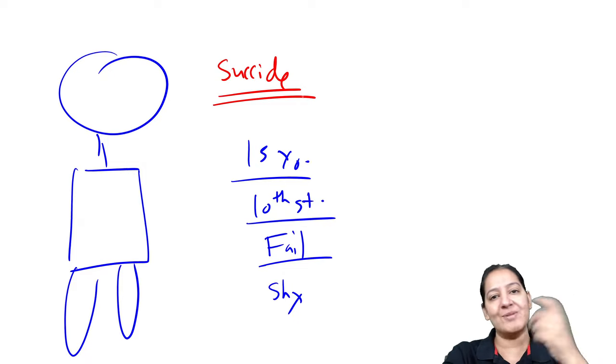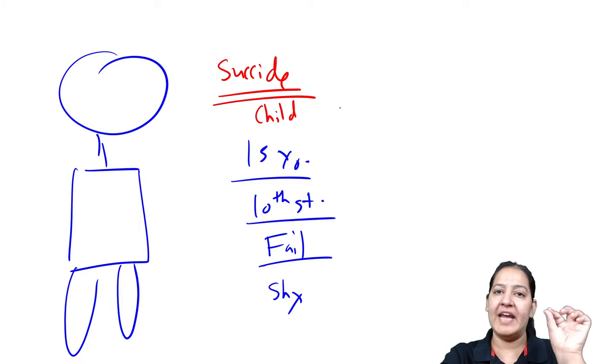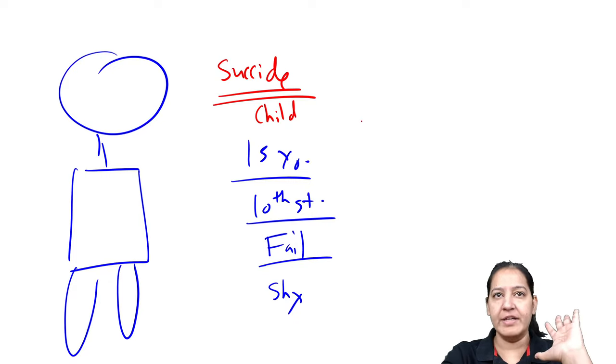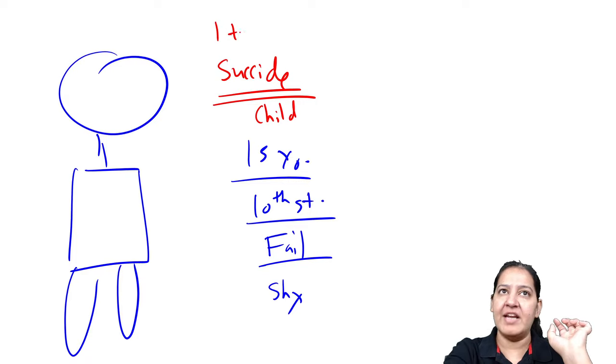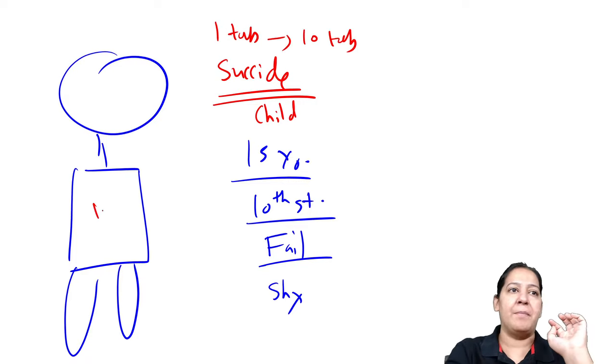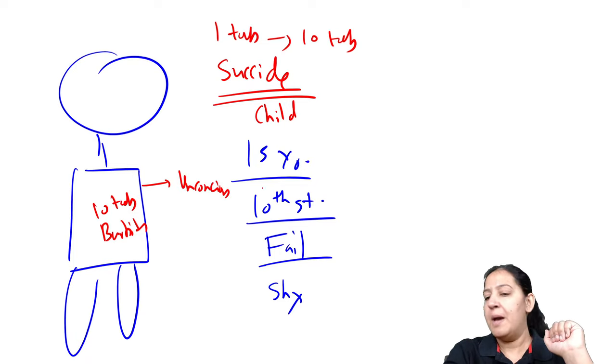So how to commit suicide now? He is a child. He has thought that my mother or my father takes a sleeping pill every day. He knows there is a sleeping pill at my home. So he has arranged that sleeping pill. And he thought instead of taking one tablet, I will take all 10 tablets together. So he has taken 10 tablets of barbiturate, and after taking the tablets, he got unconscious.